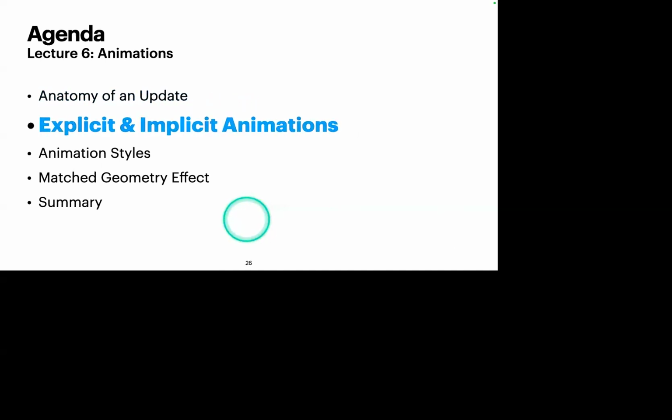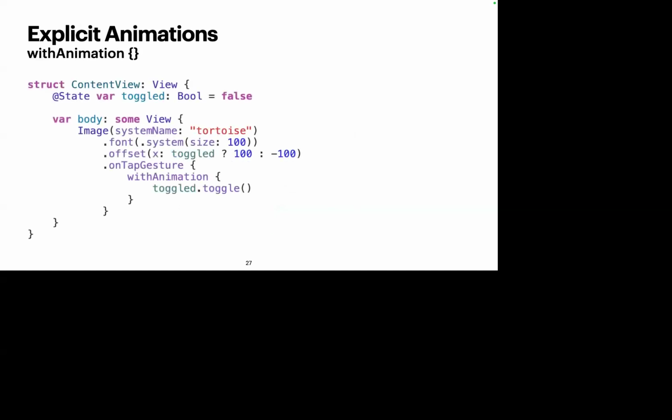Next, let's talk about the two types of animations. We have explicit and implicit. The withAnimation closure that we've just seen is called an explicit animation. And here we have a similar view, but the main difference is that now we're not scaling it anymore. Now we're using the offset view modifier to change its position relative to its original location. So here again, when toggled is true, we want to offset it by a positive 100 points.